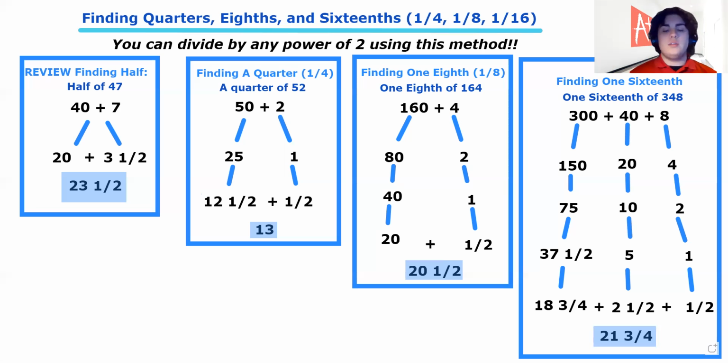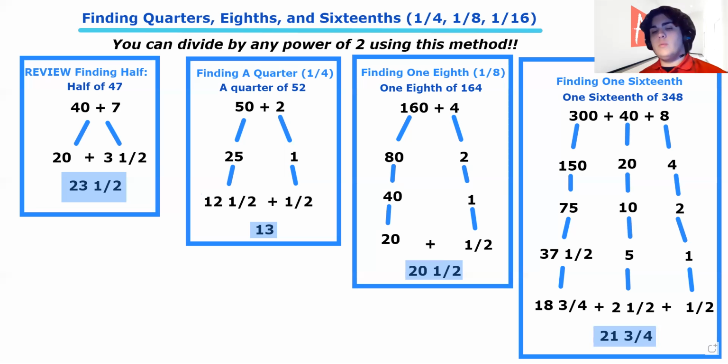Let's find half. Half of 300 is 150. Half of 40 is 20. Half of 8 is 4. Next step. Half of 150 is 75. Half of 20 is 10. Half of 4 is 2. Another step here. Half of 75 is 37 and 1/2. Half of 10 is 5, and half of 2 is 1.